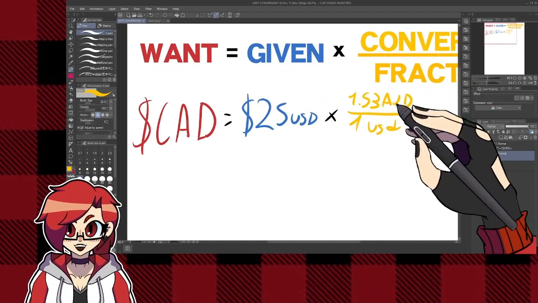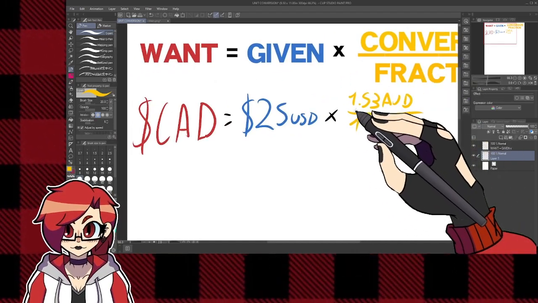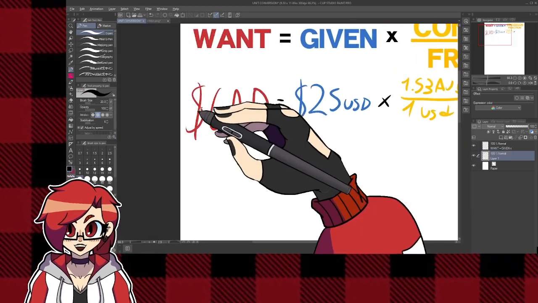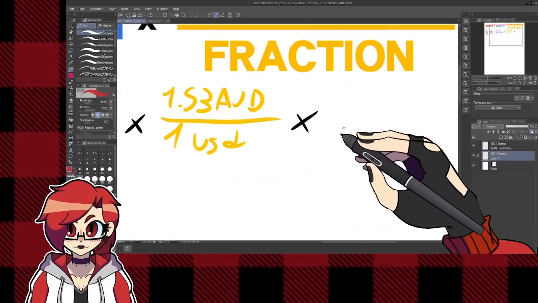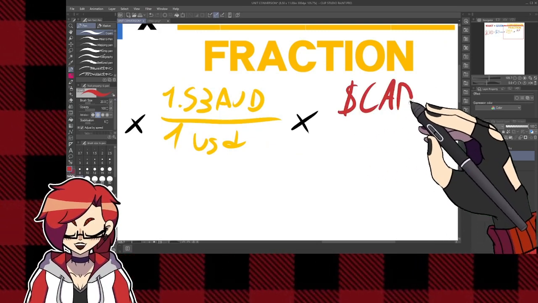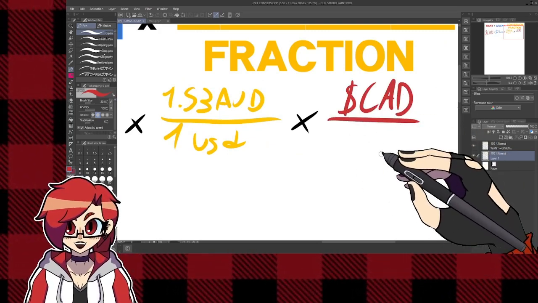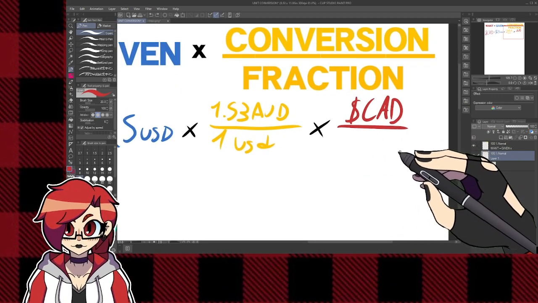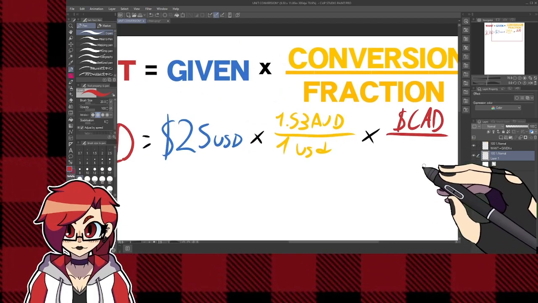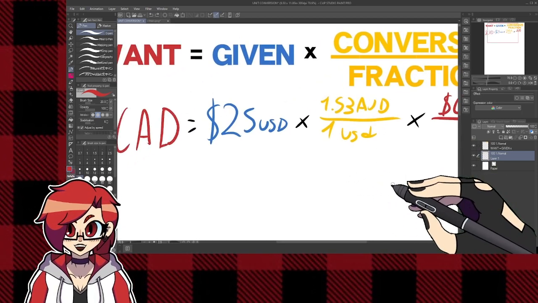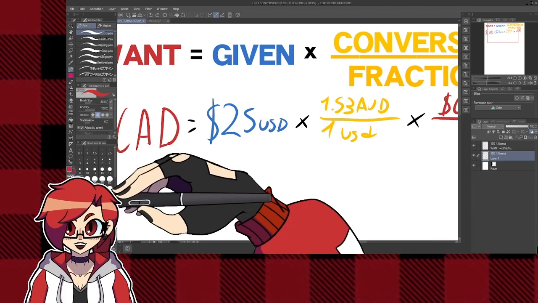Now that's all well and good, but it doesn't get us far enough. So we actually need to add another multiplication to go to dollars CAD, and then we'll leave this space blank for now, but I'll show you what we're going to do there in a second.